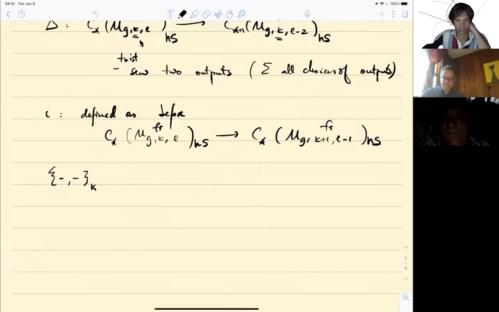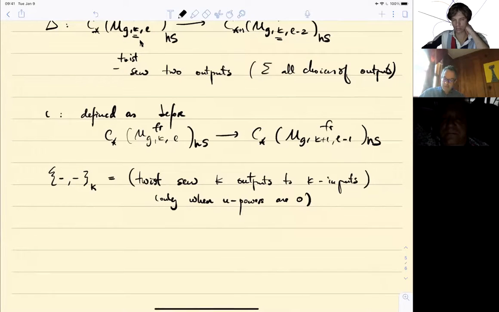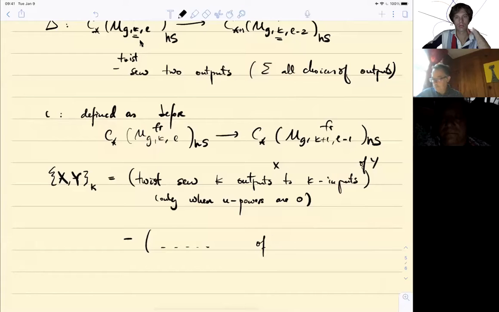k, which is defined as twist, so k outputs to k inputs, again only when u powers are 0. And then do this. So let's call this of x and y, k outputs of x to k inputs of y, and then subtract the same exact thing, but of y and x.